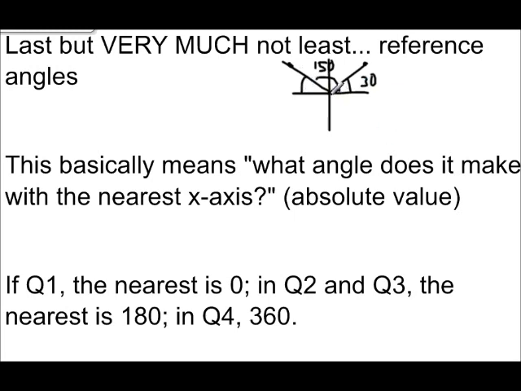So the way I think of it is wherever your angle is, you want to know how far in degrees it is from the nearest x-axis. If you're in quadrant 1, you are your own number of degrees. If you're 30 degrees, you're 30 degrees from the x-axis. If you're in quadrant 2, you want to know how far you are away from 180 degrees. If you're in quadrant 3, still 180 degrees. And if you're in quadrant 4, you want to know how far away you are from 360 degrees.